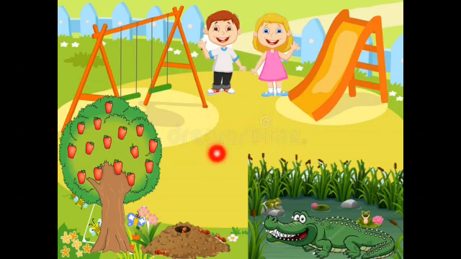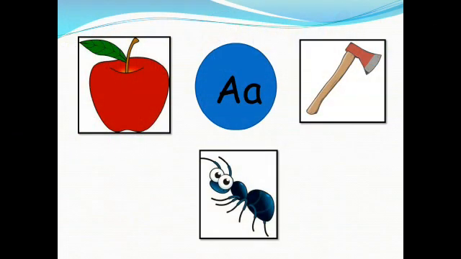So what does A say? How does letter A sound? A. Repeat after me. A. Very good. Now, shall we see few more pictures related to letter A? Yes, this is capital A and small a. How does A sound? A. A for apple, A for axe, A for ant. Okay, what does A sound like?